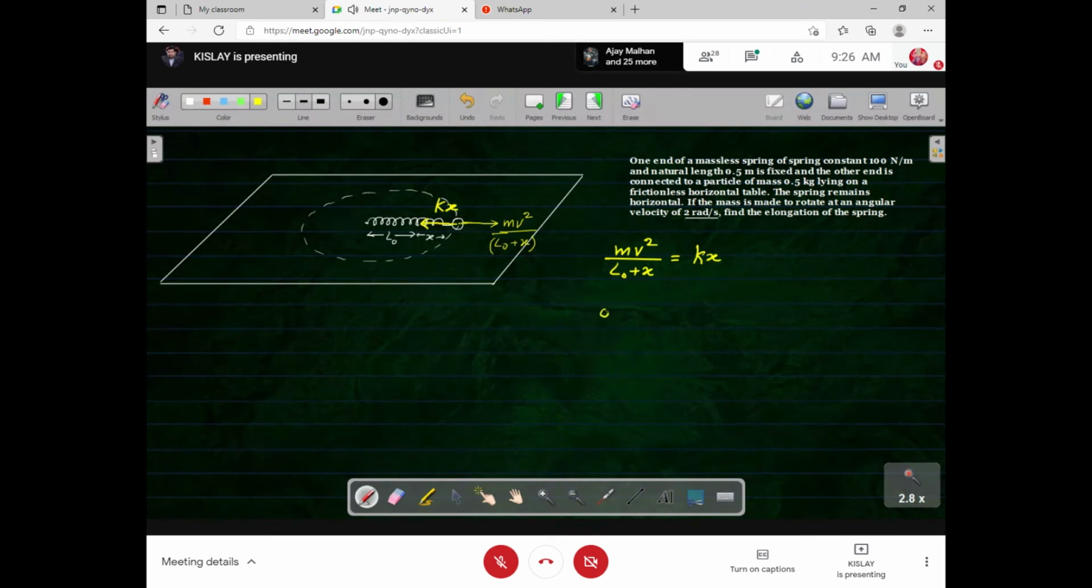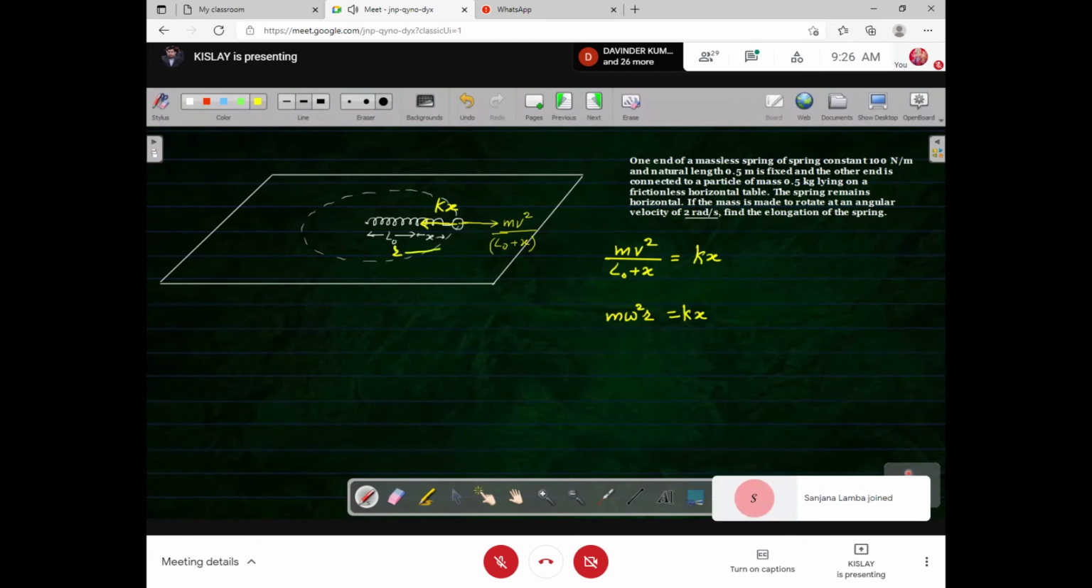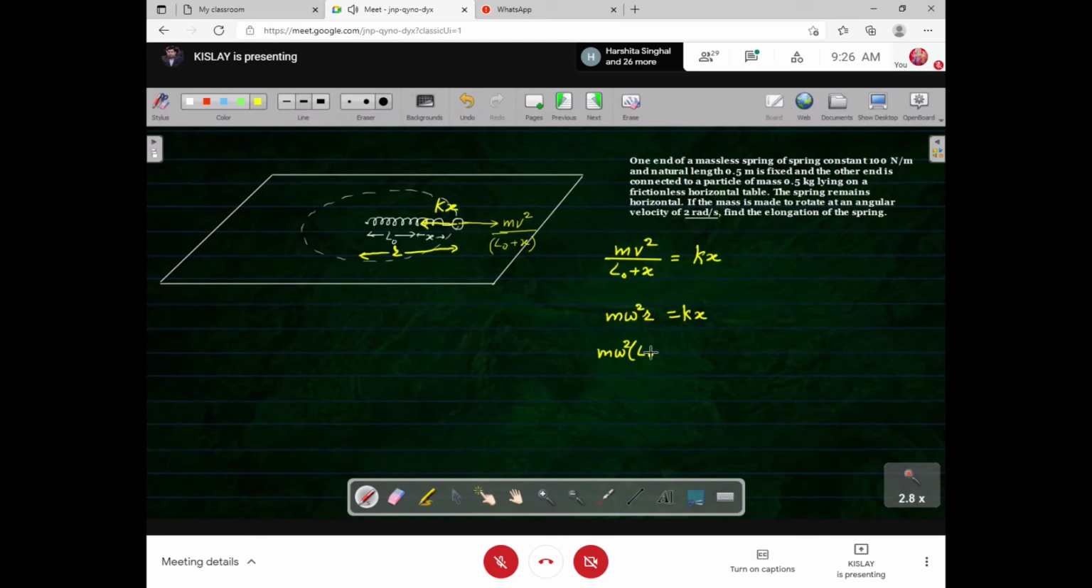Mass is 0.5 and angular velocity is given. See here, if angular velocity is given, then it becomes easier. The force is m omega square r is equal to kx. And what is r? R is the total length from this point to this point. So m omega square times L naught plus x is equal to kx.